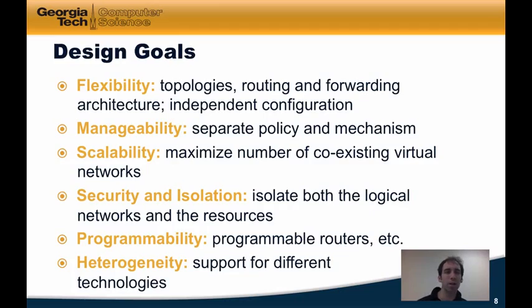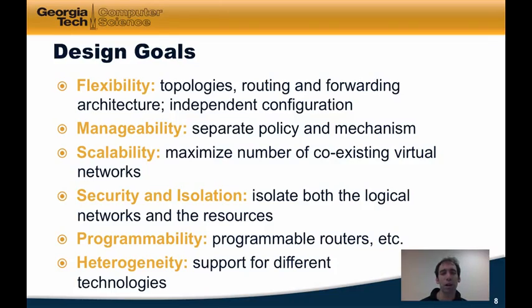Let's now have a quick look at some of the design goals of virtual networks. One of the design goals is flexibility. That is, virtual networks should be able to support many different kinds of topologies, routing and forwarding architectures and paradigms, and they should be able to allow each virtual network to be configured independently from the others. Virtual networks should separate policy and mechanism as well, thereby enabling better manageability, and a good virtual networks platform should maximize the number of virtual networks that can coexist on the same underlying physical substrate.